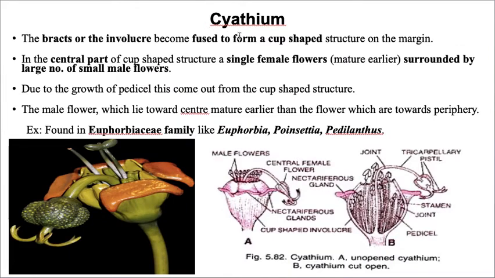The first one is called cyathium. Cyathium basically means, see, the bracts or involucre become fused. Look, these are all bracts. Now the bracts are fused to form a cup-like structure. Look here, like a cup, it is clear. So these are all bracts actually, but all these bracts are fused. Because of their fusion they give the appearance of a cup.